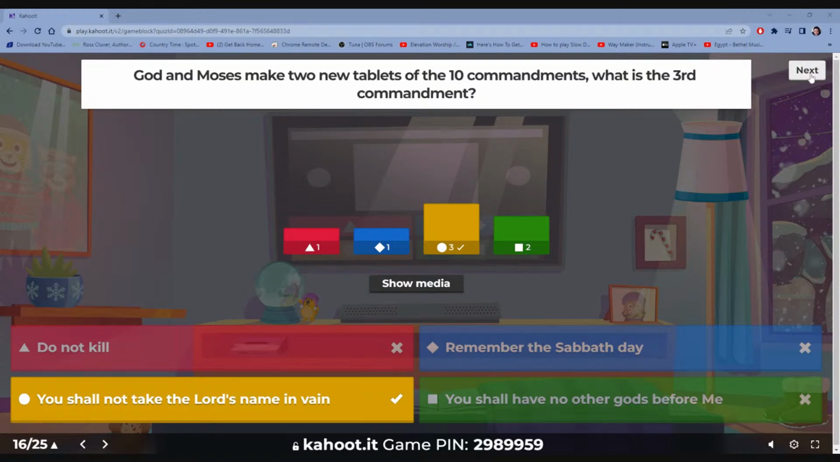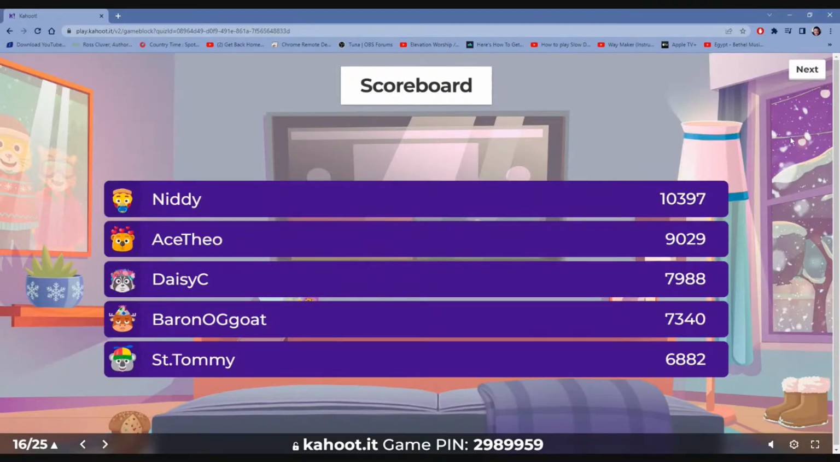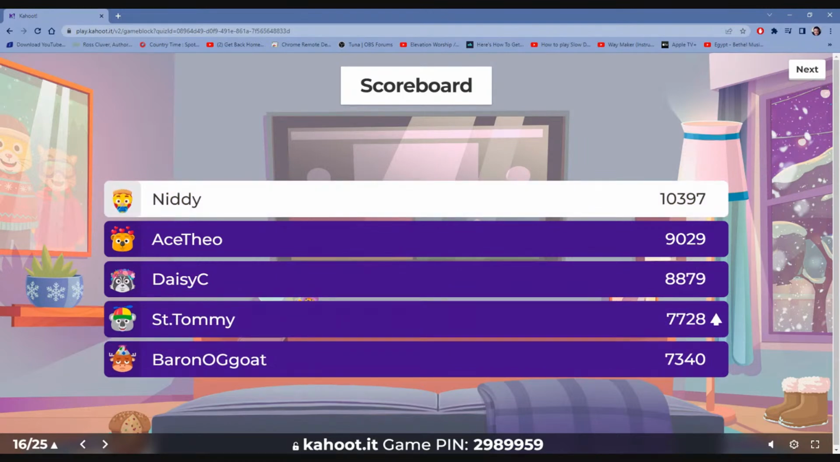The answer is the 3rd commandment, you shall not take the Lord's name in vain. Guaranteed. Nitty got it. Oh, maybe Nitty lost connection, or maybe he's giving people a chance. St. Tommy got it right, though. St. Tommy coming in 4th. Daisy still looking good in 3rd. Nitty was bothered by that one.